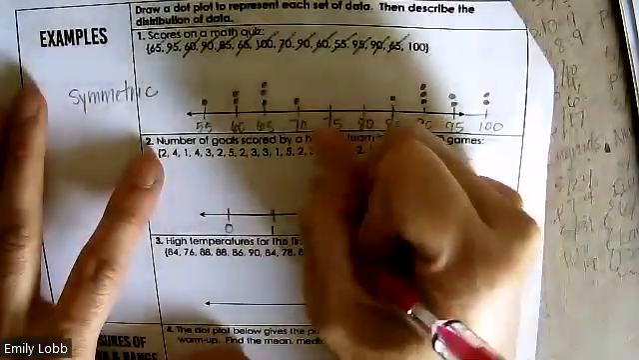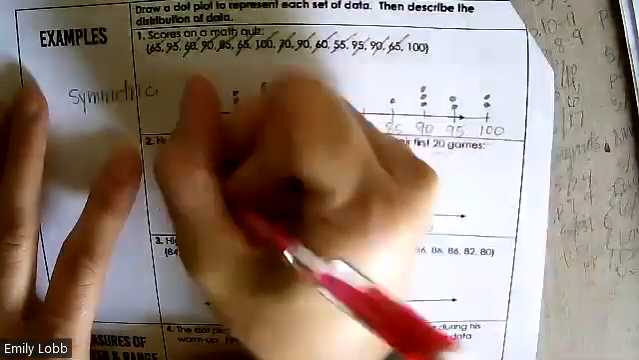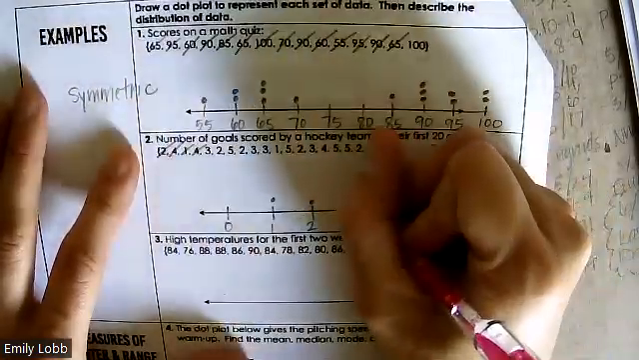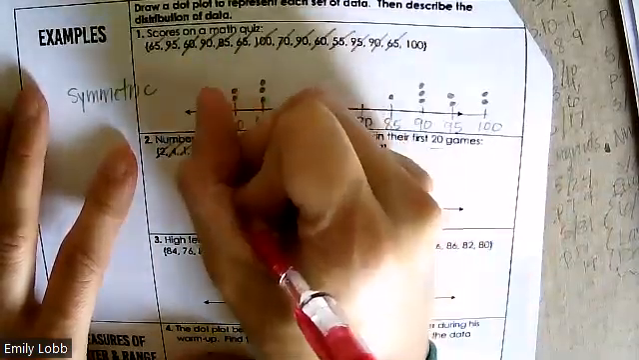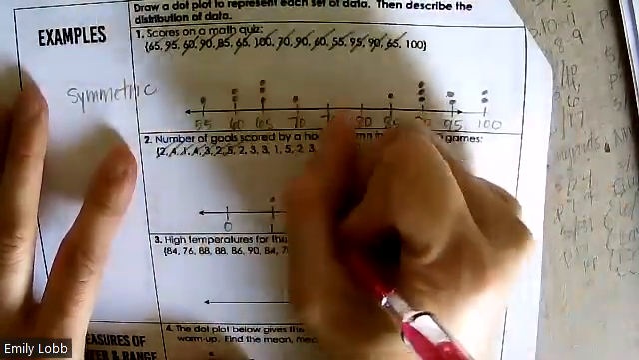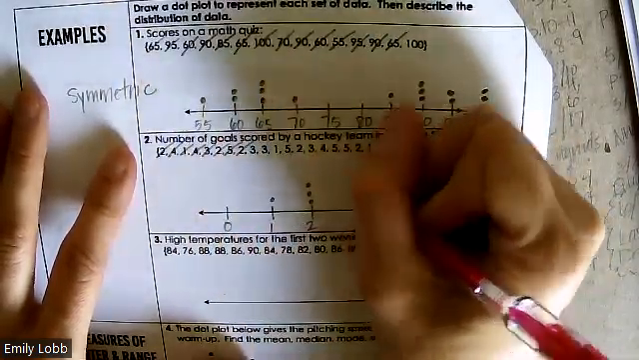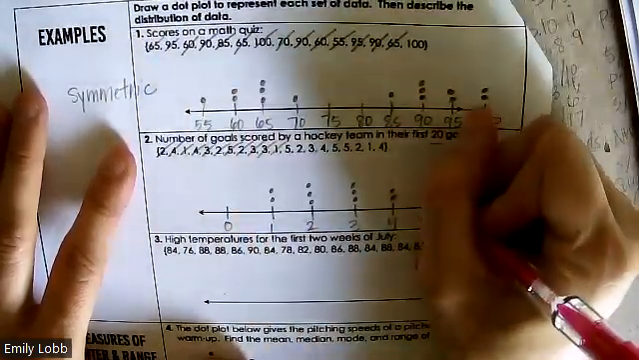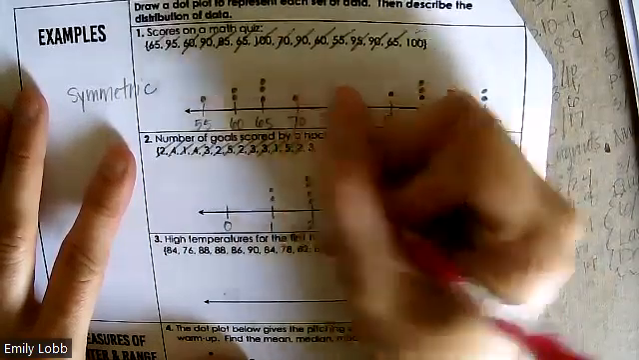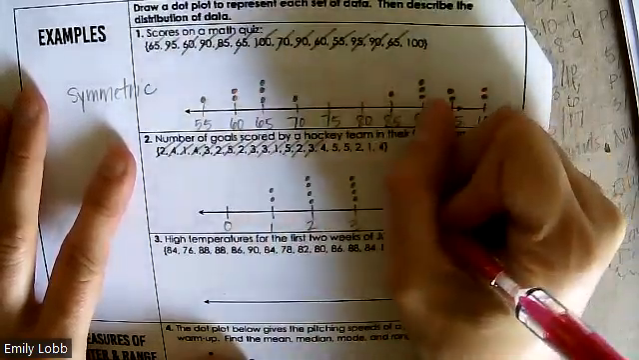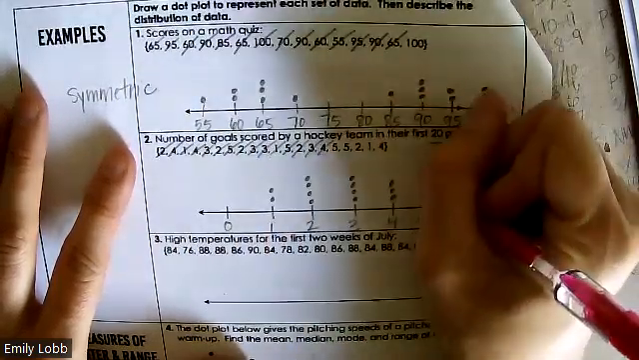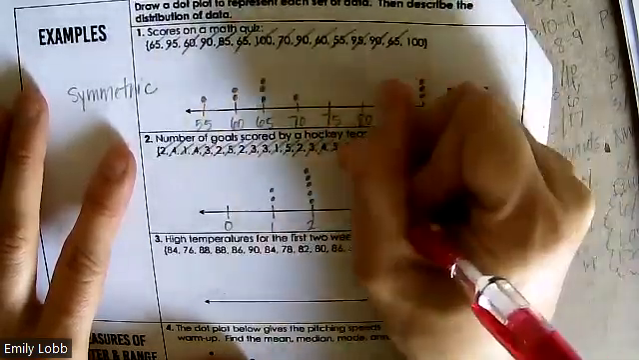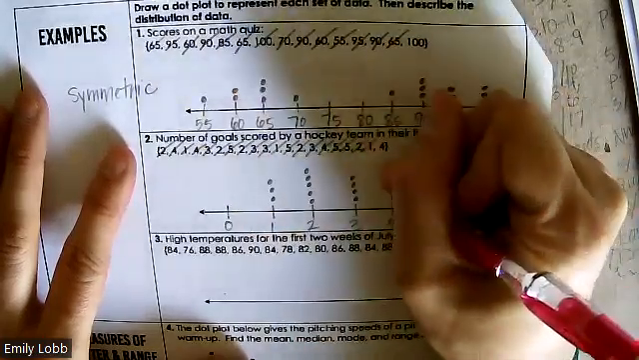All right, so here we go. 2, 4, 1, 4, 3, 2, 5, 2, 3, 3, 1, 5, 2, 3, 4, 5, 5, 2, 1, 4.